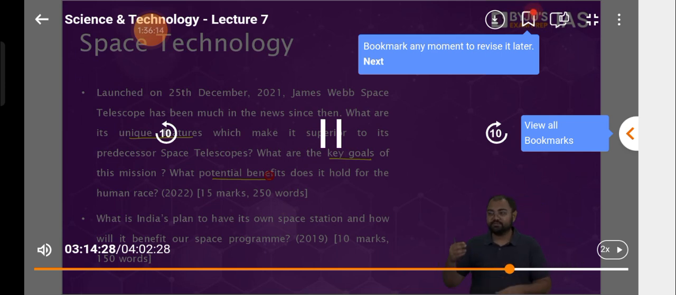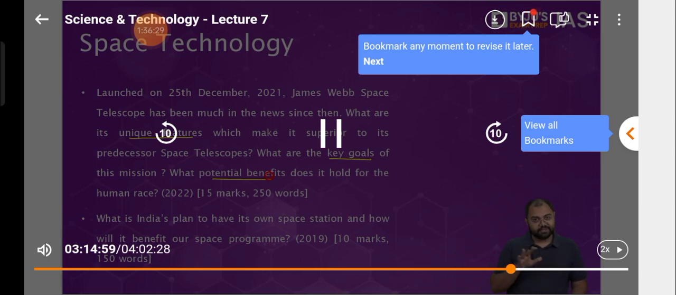With regards to the predecessor, the predecessor was, for example, the Hubble Space Telescope, or you can even name the Spitzer Telescope, which was a previous infrared telescope. So in all these cases, we see that compared to them, there are a lot of qualities here. At the same time, it will be able to give us data and knowledge about things that have been unknown to us all this while. So there are a lot of advantages to draw from.